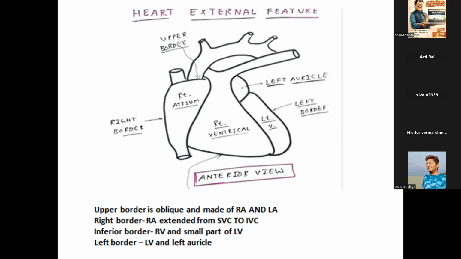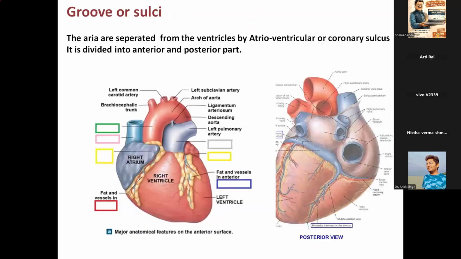I hope it is clear. So we move further towards the grooves or sulci. The atria are separated from the ventricles by the atrioventricular groove, and the other name of this atrioventricular groove is the coronary sulcus.